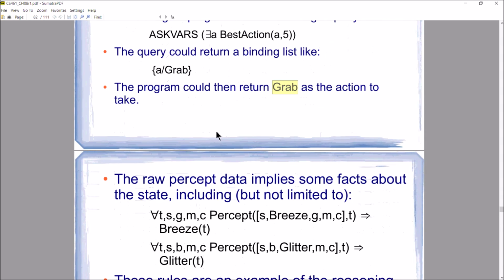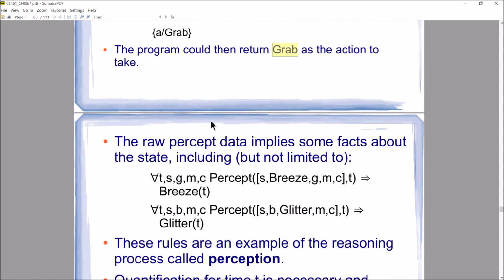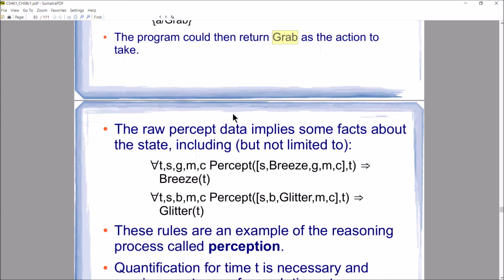Now, that raw percept data allows you to draw some conclusions, to figure out and imply some facts about the state. That includes, as some examples, for all t, s, g, m, c. So what is this? These are all representing the possible objects. For all of the objects, that could be s, that could be g, that could be m, that could be c, representing all the different possible percepts in time.